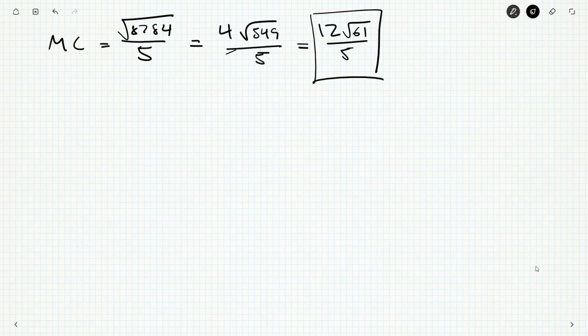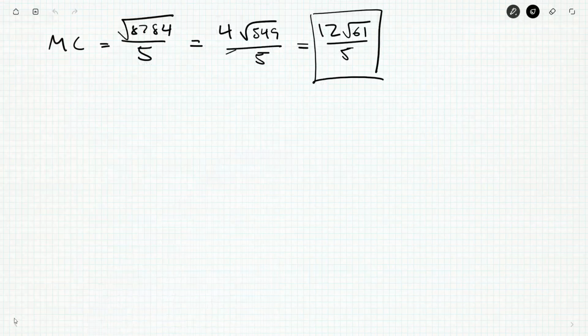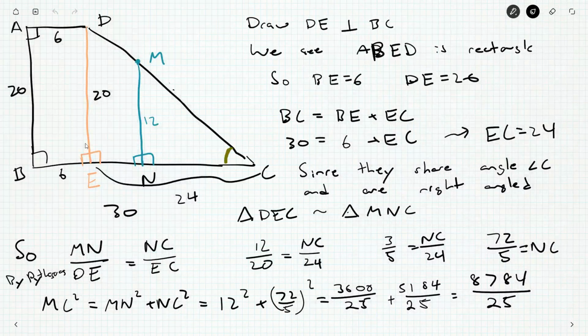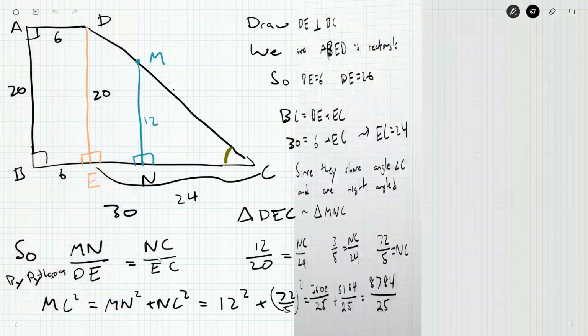I want to go back and double check my work. So got all the numbers correct there. We are asked for MC. At the same point, it'll be the same 12. Got 20, that's fine. 12, that's fine. 24 here. And then NC, yeah, I guess it's 3 to 5, so it's 3 to 5 here. Just that's 6, bringing it down to 24. Just made it all sort of messy. But there we go. MC is 12 root 61 over 5.